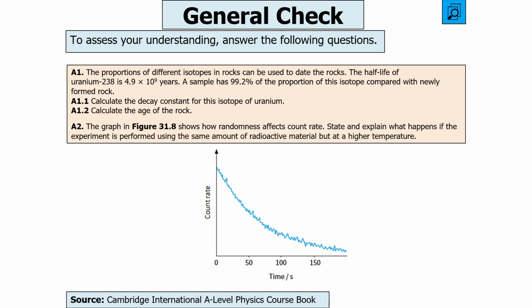Then the figure below shows how the randomness affects count rate. State and explain what happens if the experiment is performed using the same amount of radioactive material but at a higher temperature. So pause the video now, then unpause the video when you want to go through your answer.